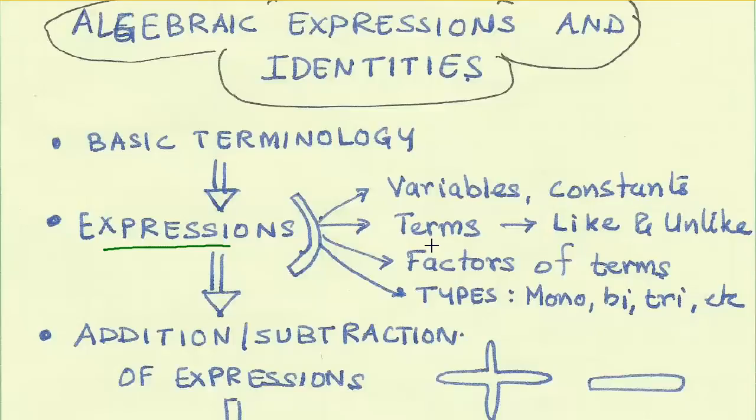Then we will discuss about terms. What do we mean by like terms? What do we mean by unlike terms? Then we look at what do we mean by factors of terms. And then another important definition that we need to remember is the types of expressions, and in this chapter we are going to focus on monomials, binomials, trinomials and polynomials. So that is what we are going to look at in the terminology section.